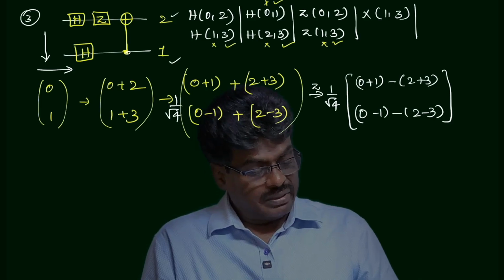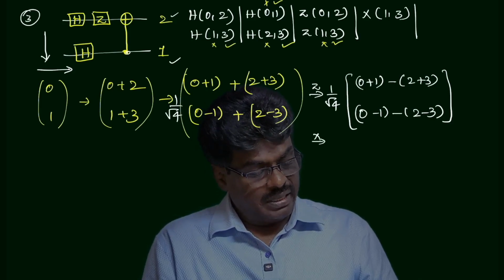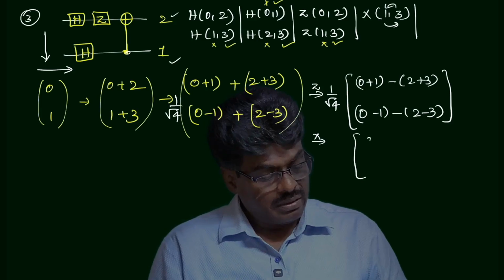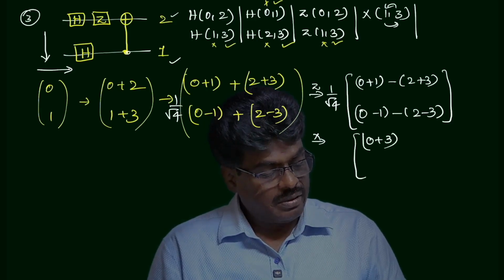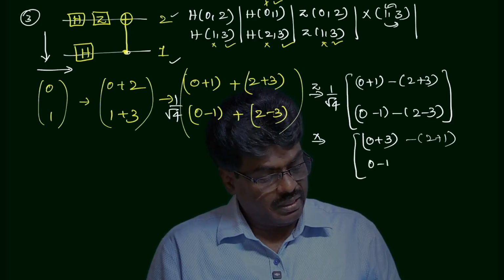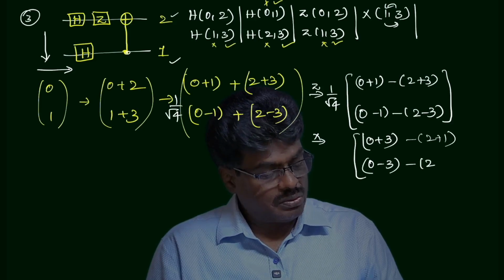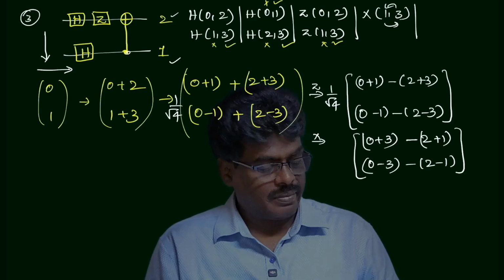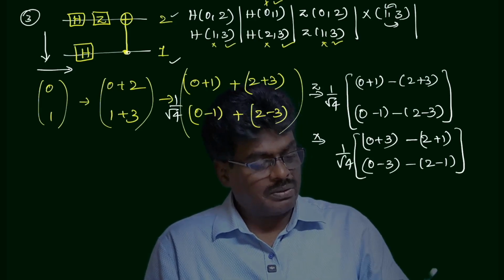That's it. And after that we have one more operation, that is X. It flips 1 and 3 only, 1 2 3 becomes 3 2 1. So 0 plus 3 minus 2 plus 1 and 0 minus 3 minus 2 minus 1. That's it. And normalization constant 1 by root 4.